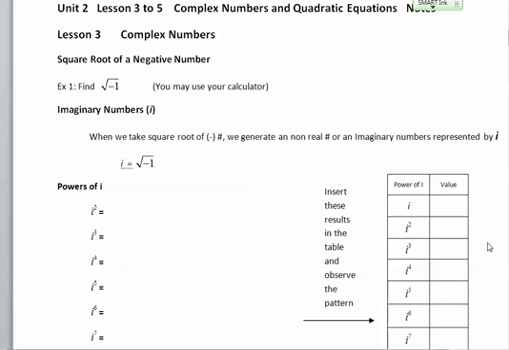So we're going to do Unit 2, Lesson 3. The name of the lesson is Complex Numbers and Quadratic Equations.